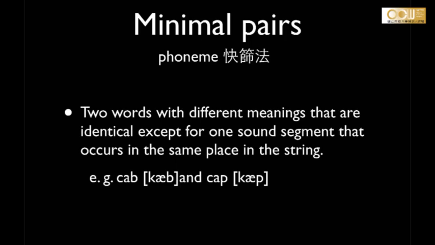So let me just rephrase it again. Minimal pairs means there are two words with different meanings that are identical except for one sound that occurs in the same place. So it's one sound difference in the same position. Then we call them minimal pairs. I have cab and cap. So the only difference is that this word ends with a B.